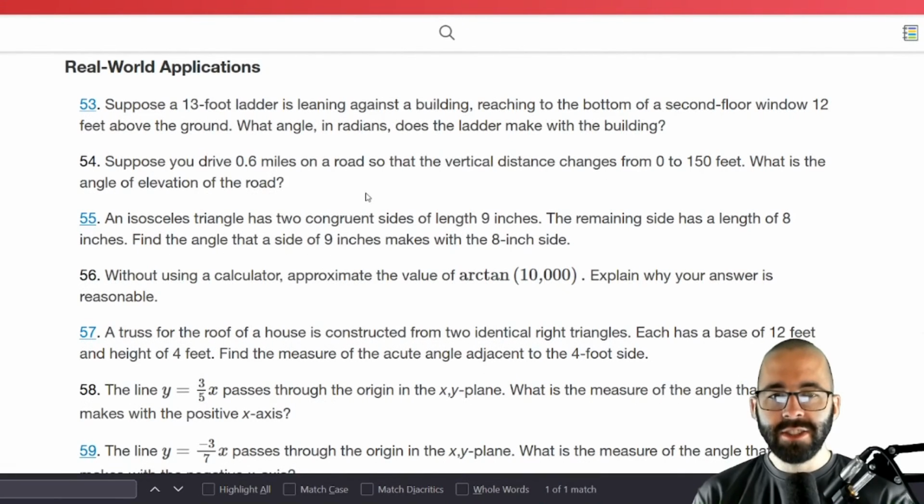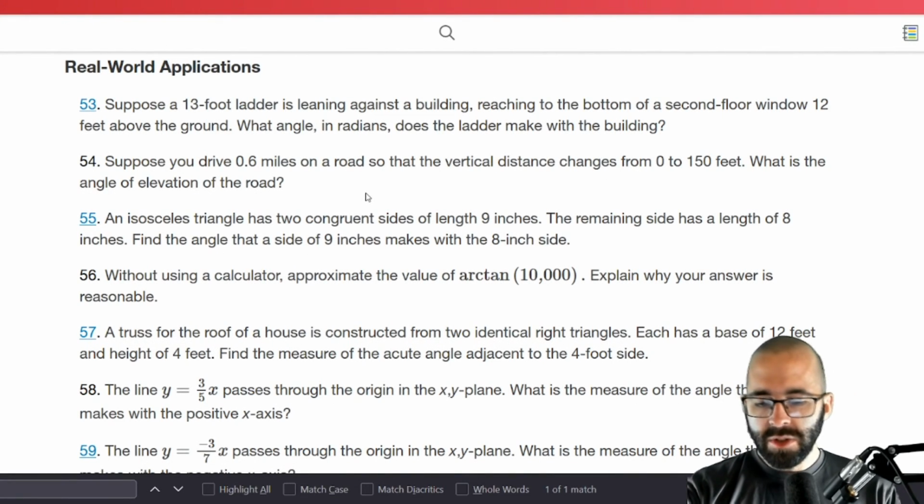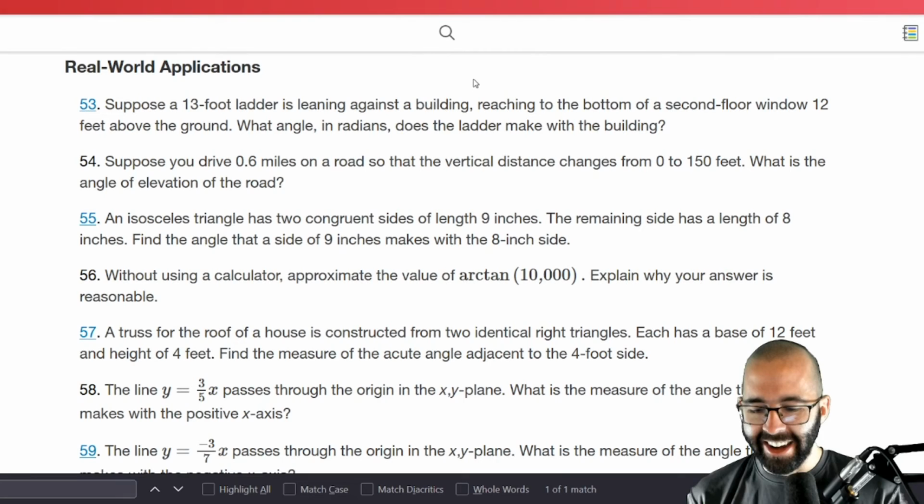Real world applications. Oh boy. These ones are not too bad though. Suppose you drive 0.6 miles on a road. As soon as you see that, let's write that down. We're driving on a road. 0.6 miles. Actually, we don't have enough information to write it down yet. 0.6 miles on a road, and the vertical distance is 150 feet.